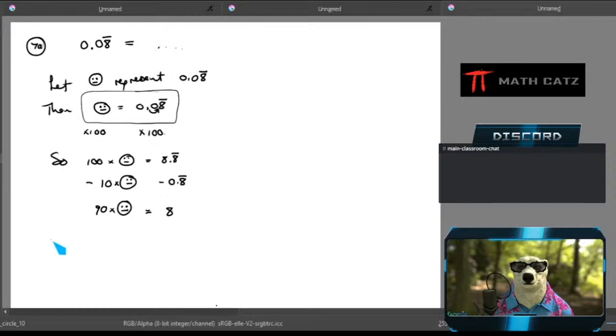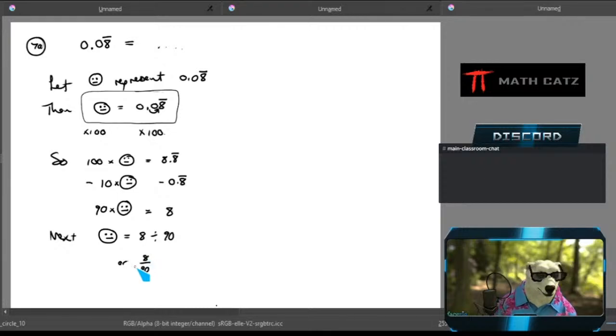Now, the next thing is to rewrite this as a division sentence. So meh face equals 8 divided by 90. Or, of course, my fraction is then 8 over 90. Sure, I acknowledge that some of you are saying right now, I knew that. I knew it was over 90. Why do I have to do all this?